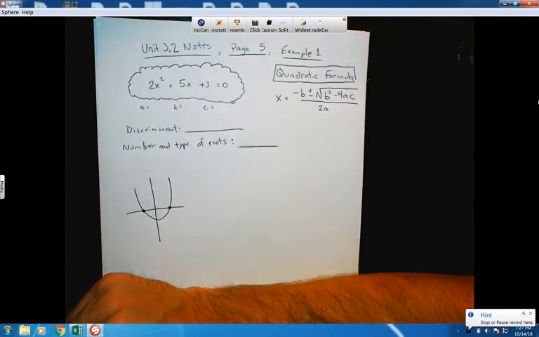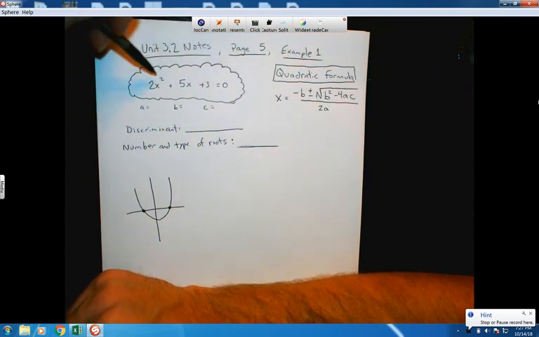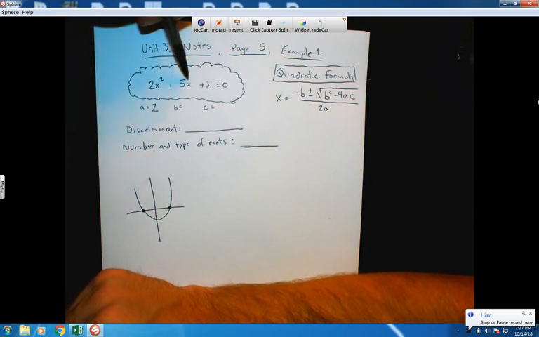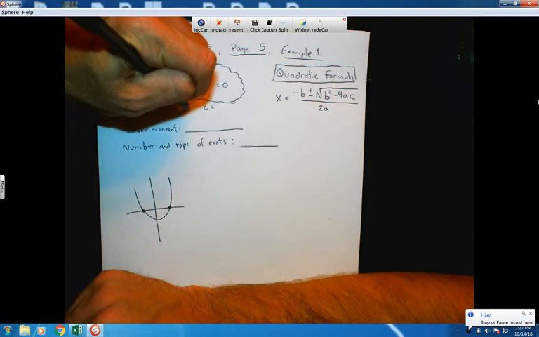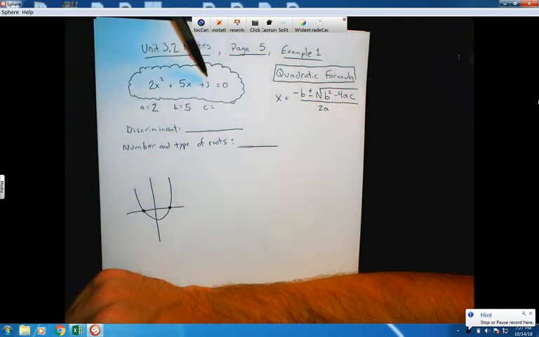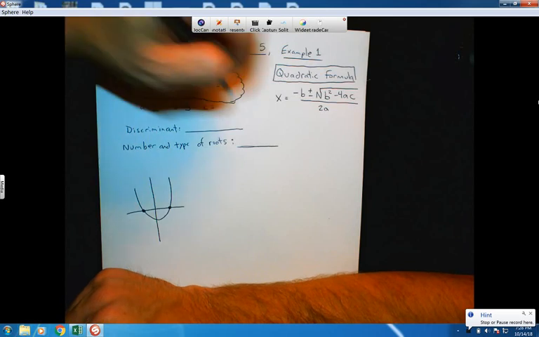The next logical question is, okay, so what are a, b, and c? If you look at the original quadratic, whatever number is in front of the squared term is your a value. In the problem we're doing, our a value is 2. The b value is always whatever number is right in front of the x term. In this case, it's 5. And the c value is always the number that is off by itself at the end. In this case, the c value is 3.